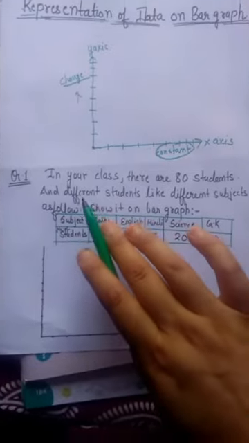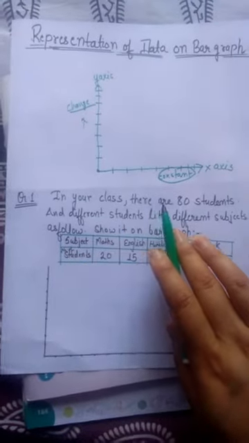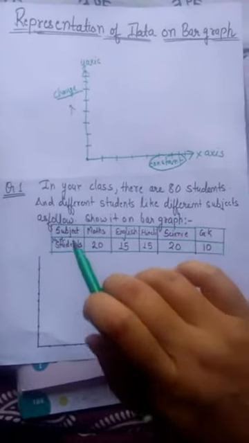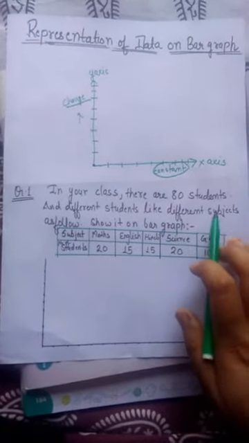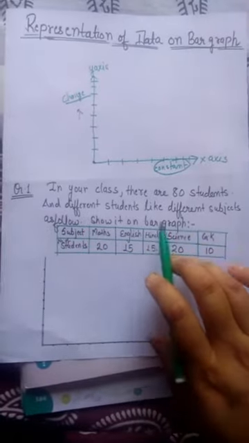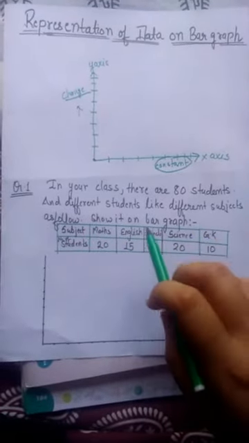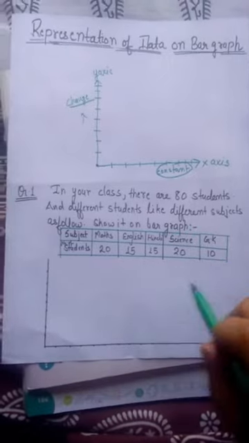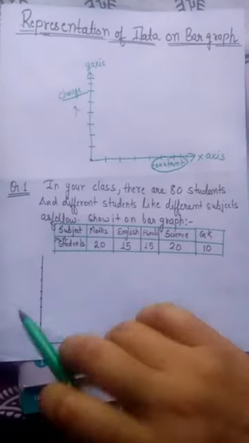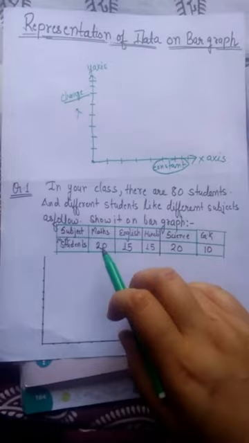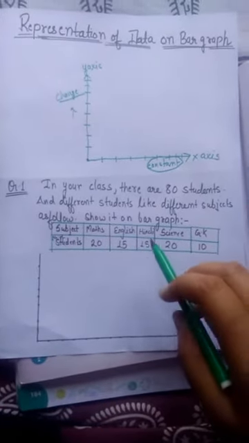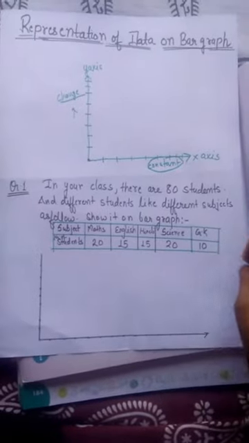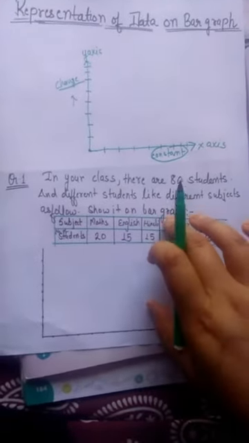In your class, suppose there are 80 students, and different students like different subjects as follows. Show it on a bar graph. Then subject and student. This is maths. Maths is liked by 20 students, English is liked by 15 students, Hindi and so on. And we should show this data on this bar graph.